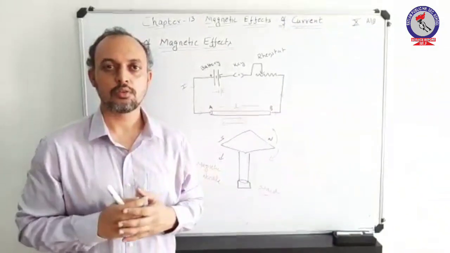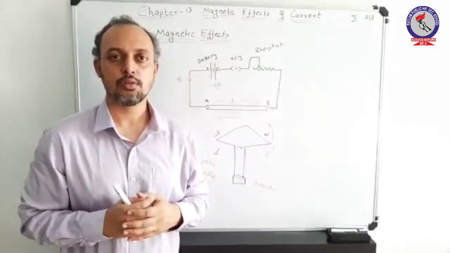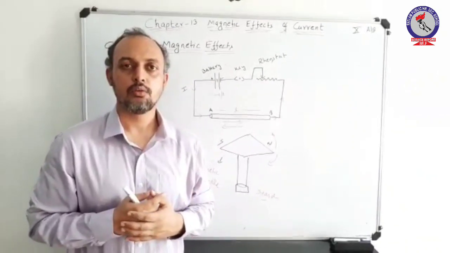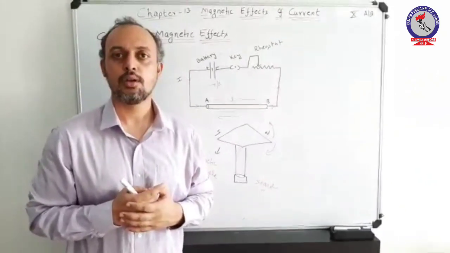So this was the concept of magnetic effects we have just understood with a small experiment done by scientist Ørsted.